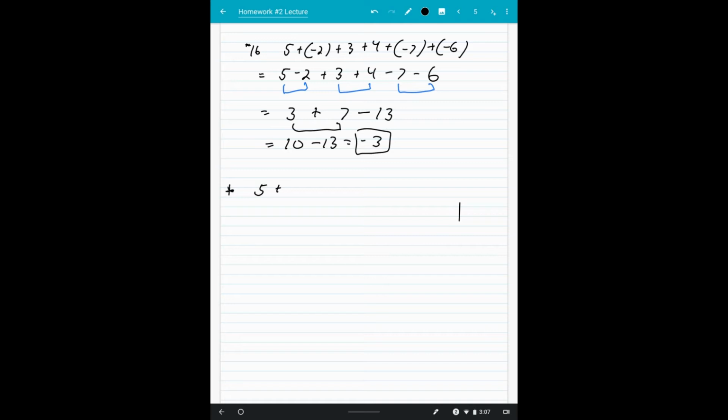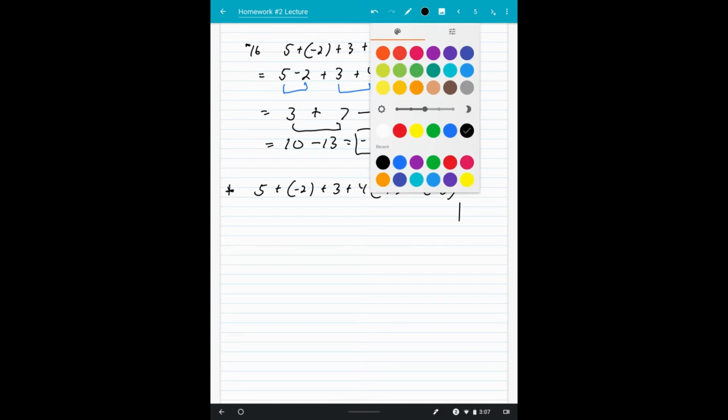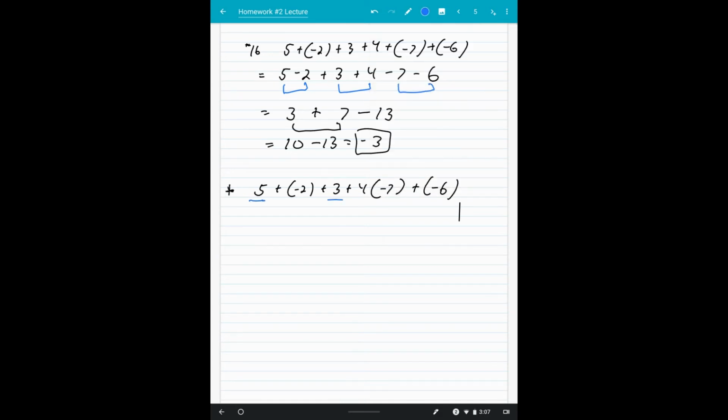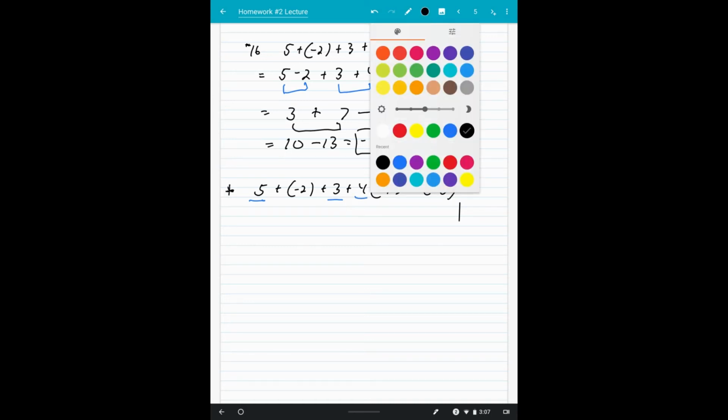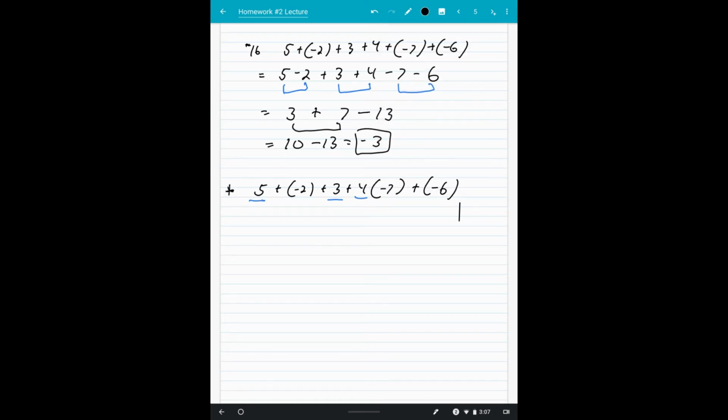Say you have the same exact problem. I'm going to put the same exact numbers up. Some people might find it easier to not change and get rid of the parentheses. They might see all of the positive numbers. Oops, I didn't put a plus sign in between there. I'm going to go ahead and erase that. Plus negative 7 plus negative 6.